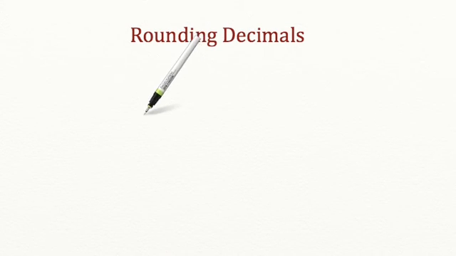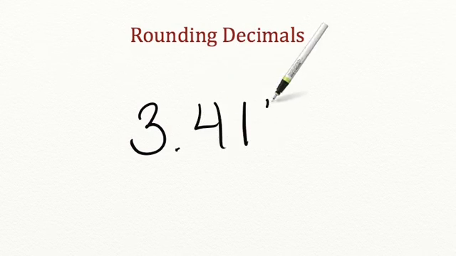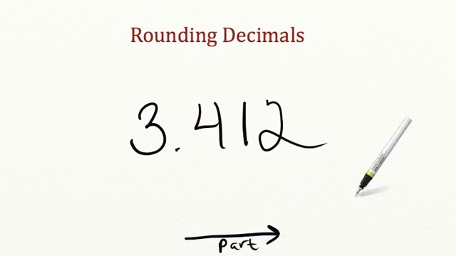We're going to start by using the example of 3 and 412 thousandths. Now remember, every number to the right of a decimal is less than one whole or part of a whole. So when we're rounding decimals, we're rounding to the nearest place value that's a decimal. So if we are rounding to the tenths place, we're going to round to the nearest tenth. If we're rounding to the hundredths place, we're going to round to the nearest hundredth, and so forth. All right, let's get started with our 3 steps.